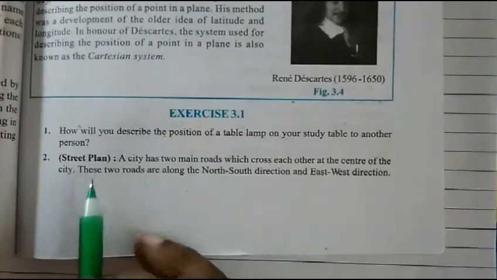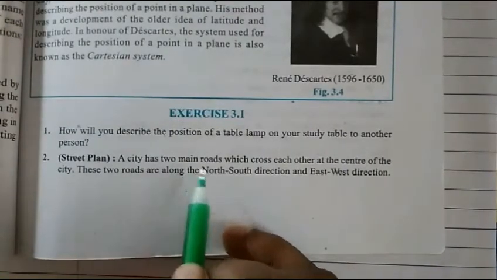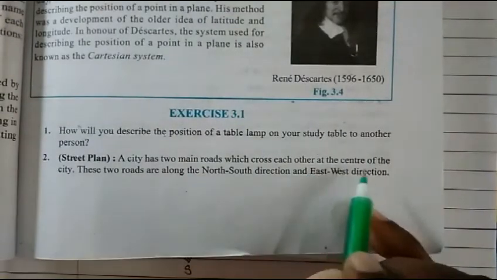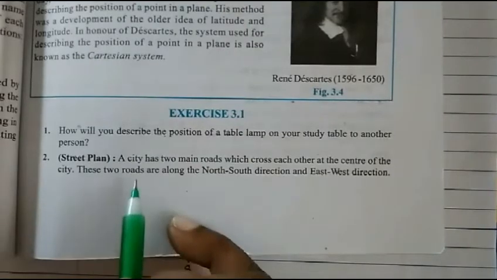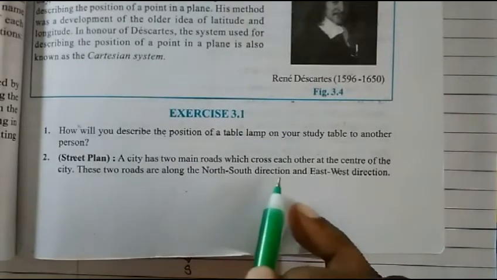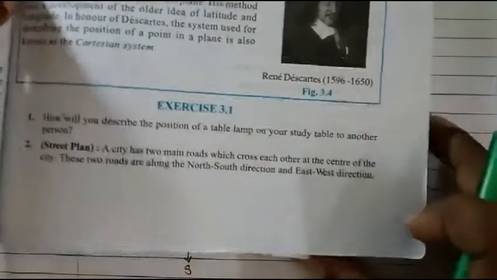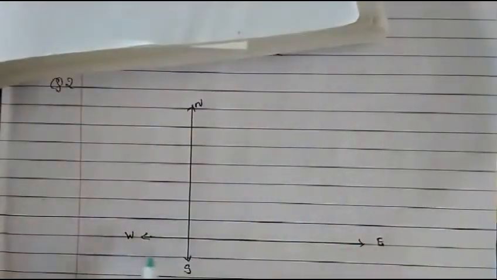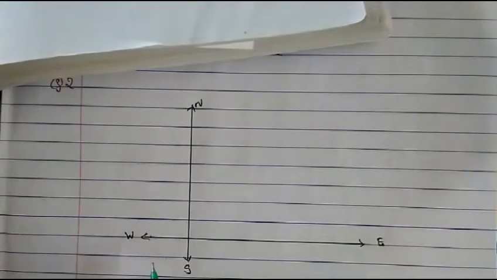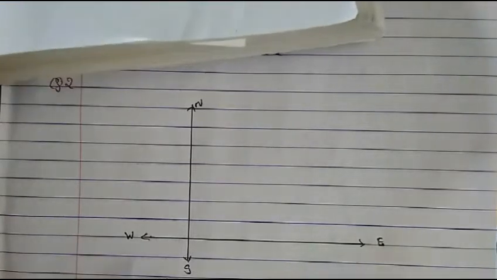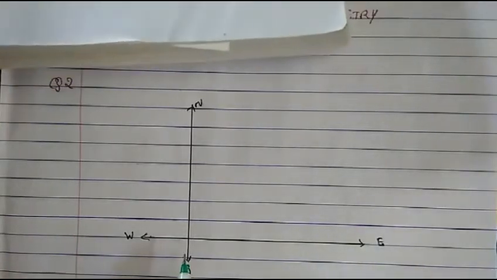There is a street plan. A city has two main roads which cross each other at the center of the city. These two roads are along the north-south direction and east-west direction. So I have drawn already two main roads, and these main roads are in the north-south direction and east-west direction, crossing each other at the center of the city.